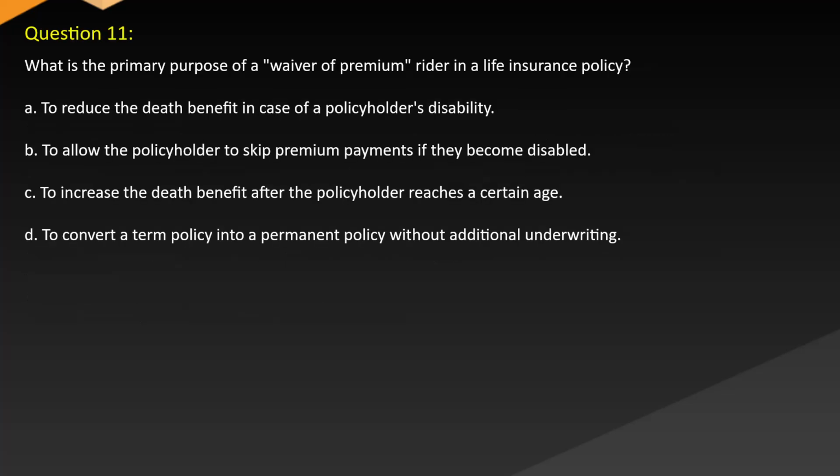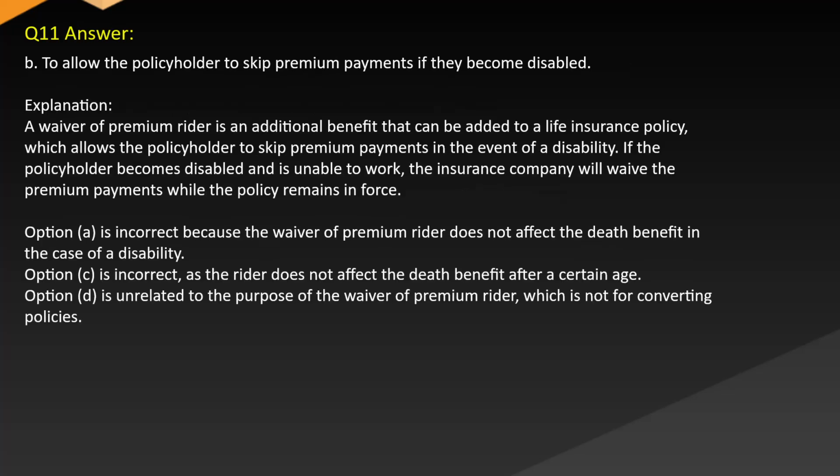What is the primary purpose of a waiver of premium rider in a life insurance policy? A. To reduce the death benefit in case of a policyholder's disability. B. To allow the policyholder to skip premium payments if they become disabled. C. To increase the death benefit after the policyholder reaches a certain age. D. To convert a term policy into a permanent policy without additional underwriting. Answer: B. To allow the policyholder to skip premium payments if they become disabled.